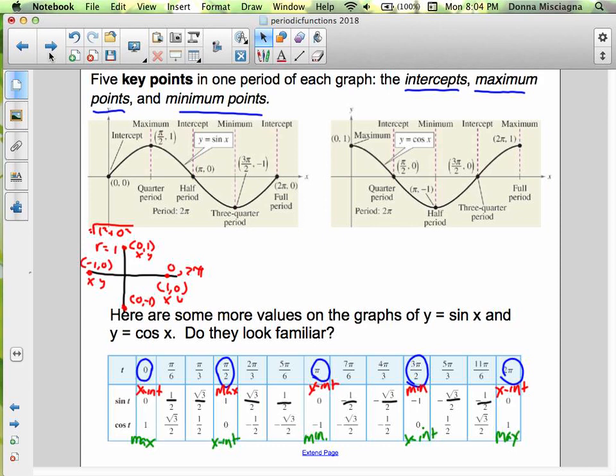A few key points, and this is in your notes. The key points in one period of the graph are the intercepts, maximum points and minimum points, right? And those are the ones we're going to graph. So here are some more values on the graphs of y equals sine x and cosine x. Do they look familiar? Hopefully they all do.